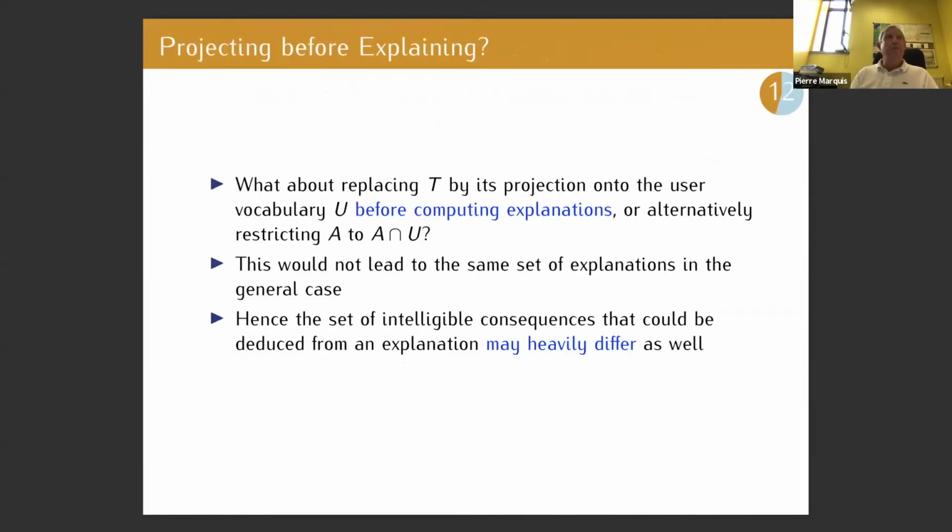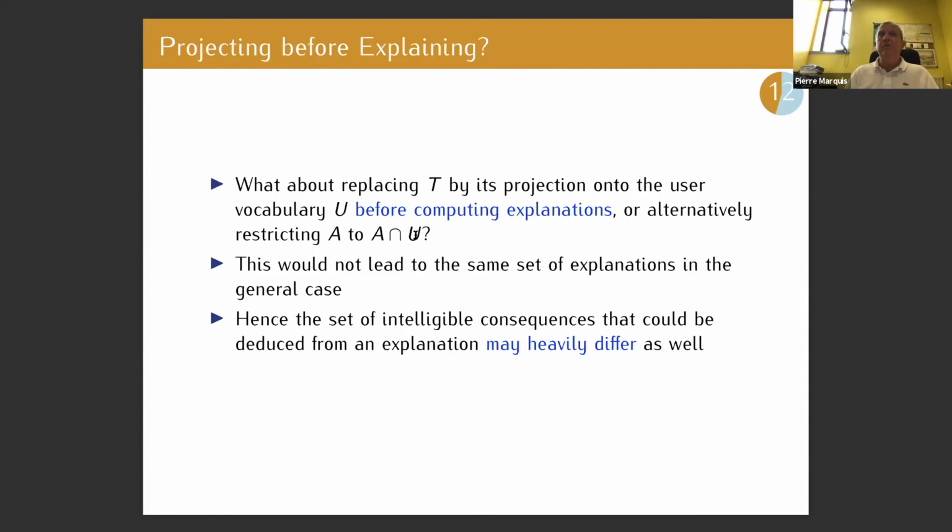So maybe a few words about an interesting question, actually a suggestion that has been written in one of the reviews of the paper. It consists of this question: why not projecting before explaining? What about replacing the domain theory by its projection onto the vocabulary before computing explanations? Or, considering the same idea, we could simply restrict the set of assumptions to those facts, those variables belonging to the user vocabulary.